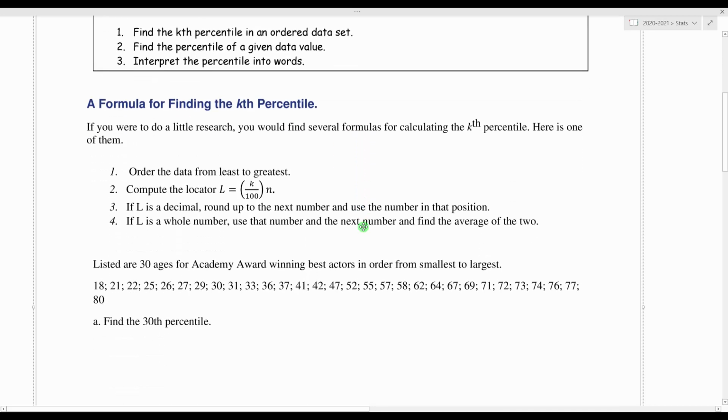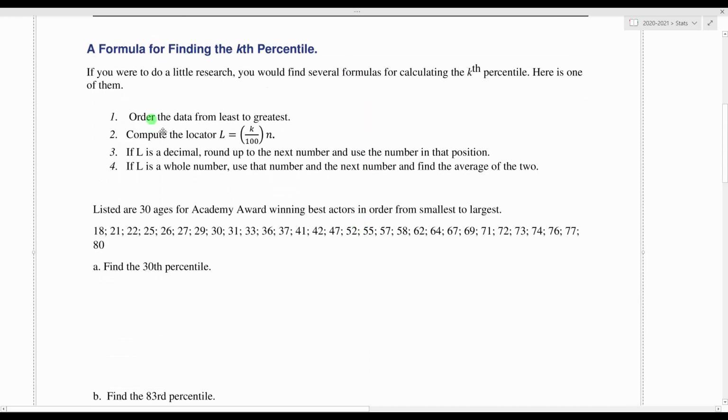So we're going to start off by finding the kth percentile here. So this is the step-by-step process for doing it. The first thing we're going to do is order the data from least to greatest. So we've got a data set down here that I have already ordered for you. These are the ages for Academy Award-winning Best Actors in order from smallest to largest. So we got somebody who is 18 that won the Academy Award all the way up to 80.